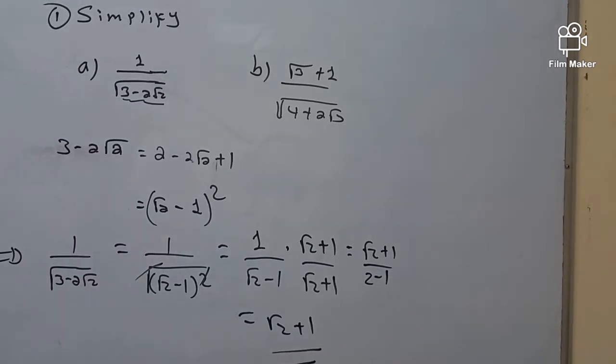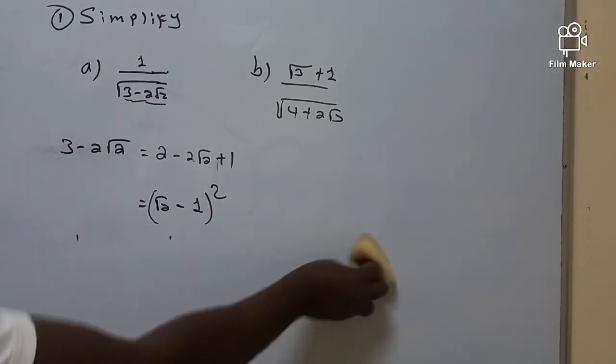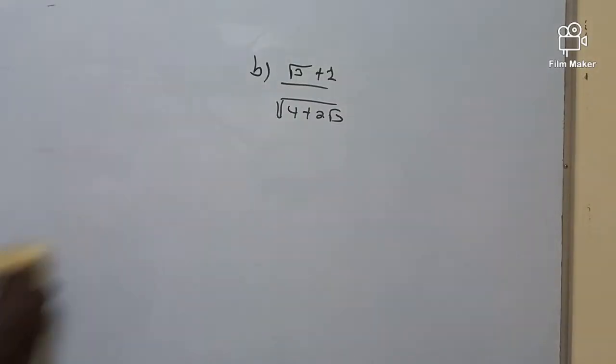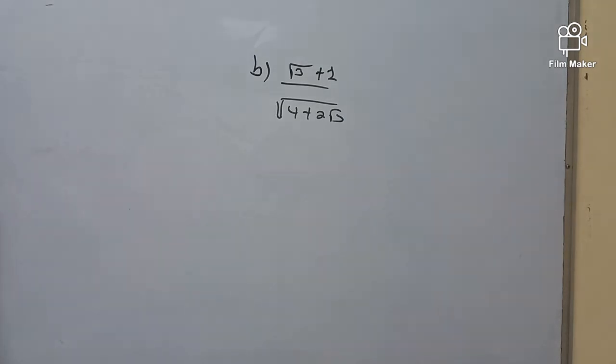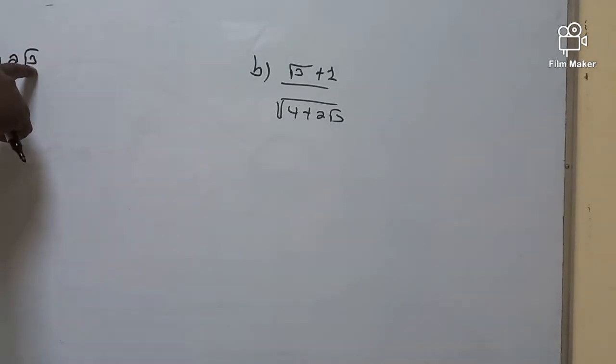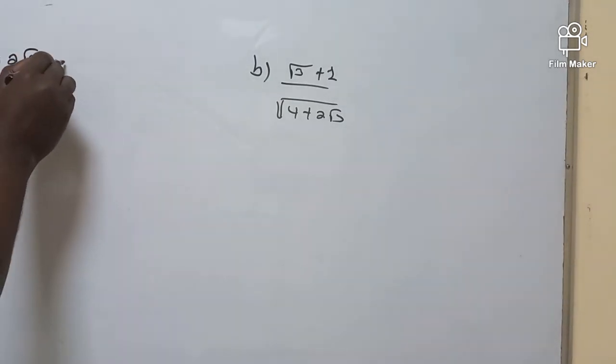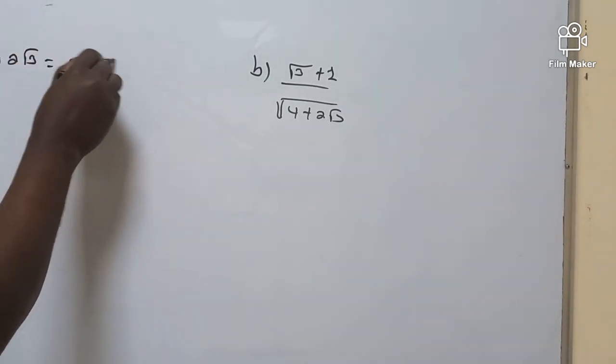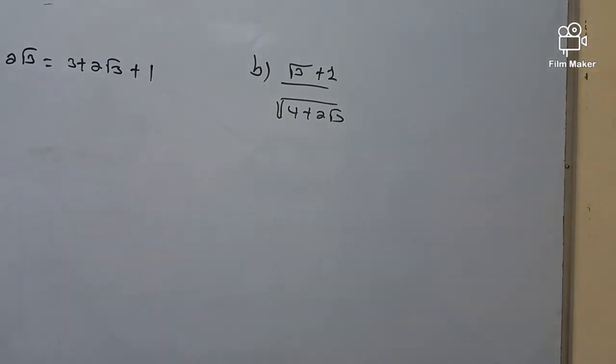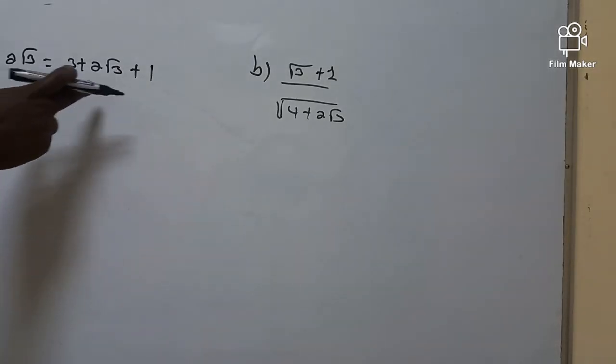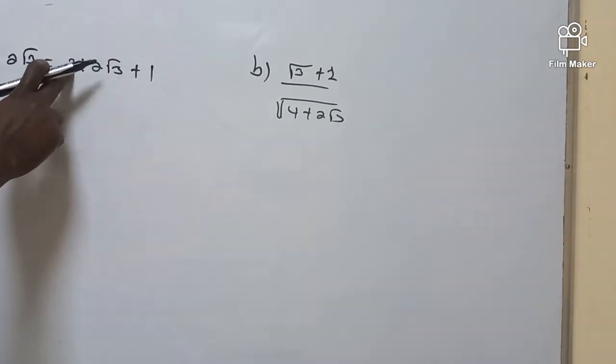Now let's see how we are going to simplify the second problem. Let me show you a very simple way again. First of all, take the denominator, that is 4 plus 2 radical 3. First you have to find two numbers whose product is 3 and whose sum is 4. So this is 3 plus 2 root 3 plus 1. That means the left and the right expressions are always the same, and 1 plus 3 is 4.